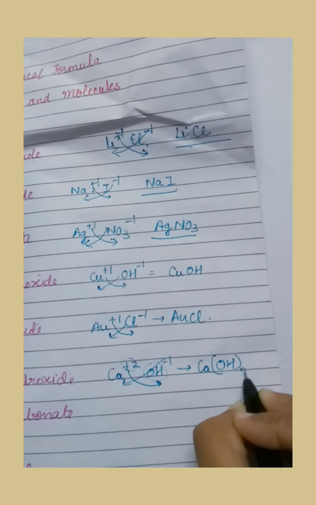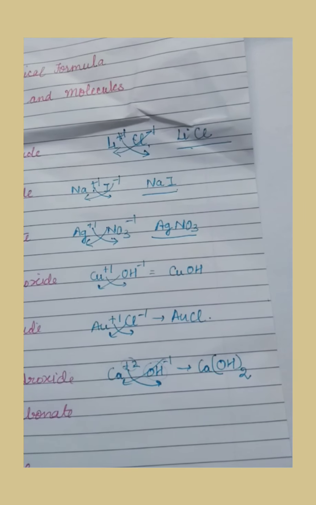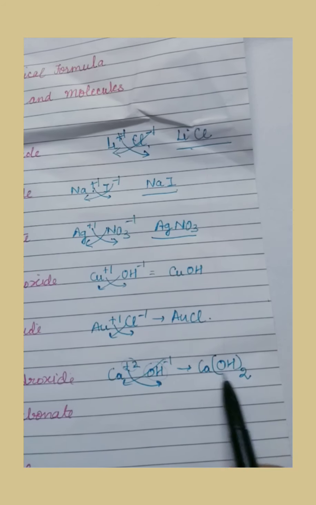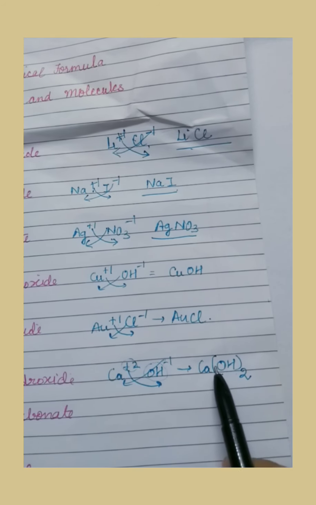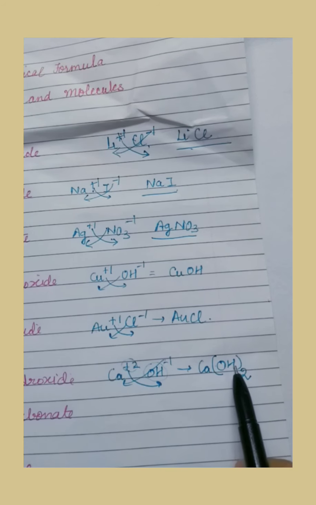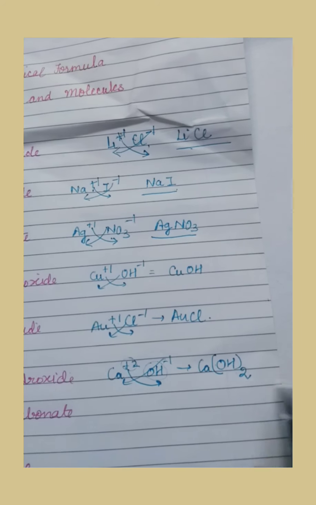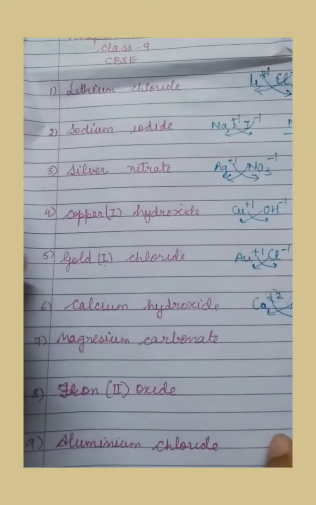OH in brackets, twice. Whenever we have a valency higher than 1, we are supposed to write that in brackets if we have 2 atoms or more than 2 atoms in the cation or anion along with the number. We'll do one more example, then it will be clear to you.